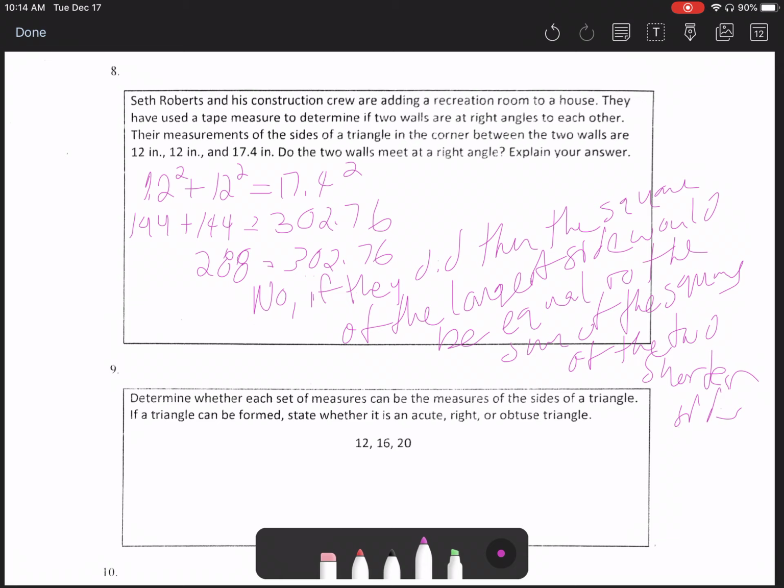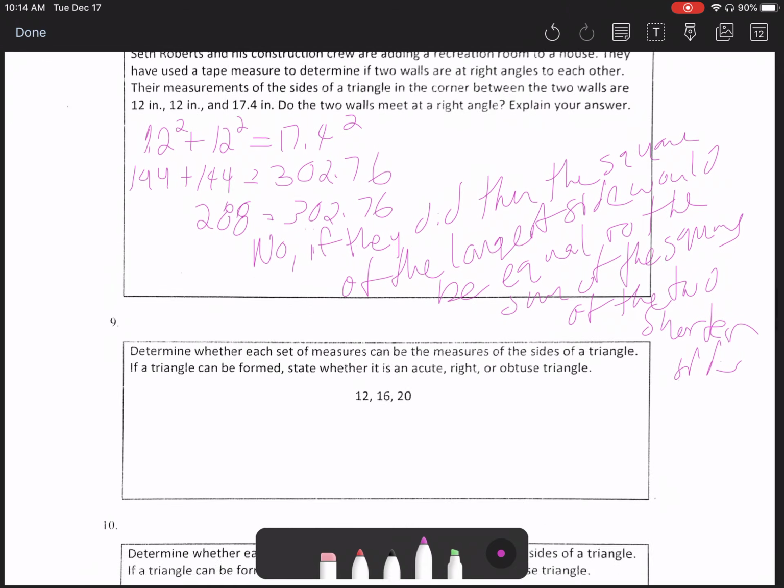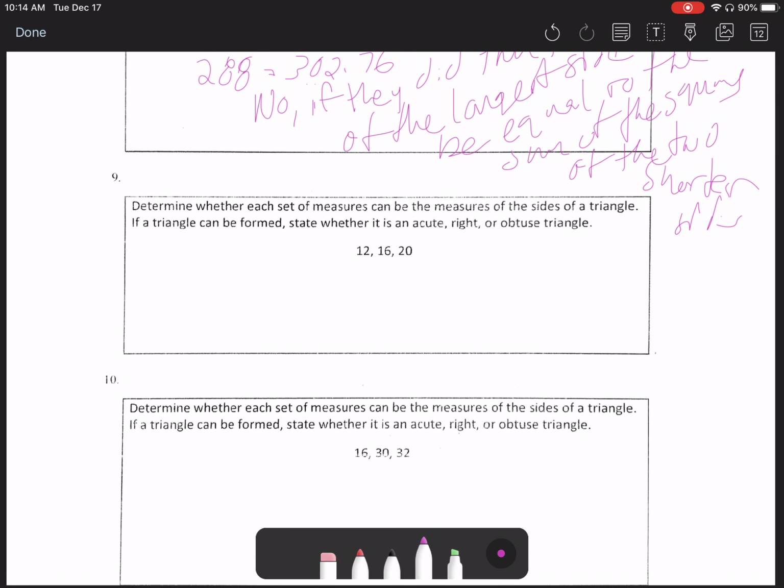Number 9 says determine whether each of the measures can be the sides of a triangle. If a triangle can be formed, say whether it's acute, obtuse, or right. So you go through 12 squared plus 16 squared is what to 20 squared. Okay, always make sure that your C value is your longest side. But even before that, it says can they be the measures of the sides of a triangle?